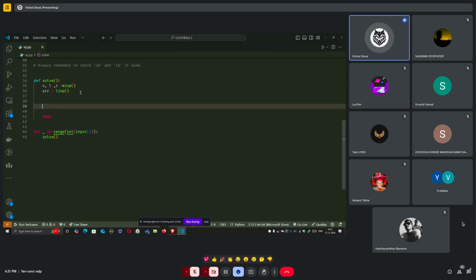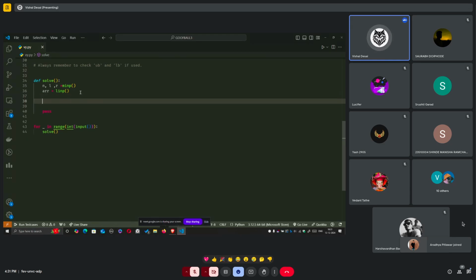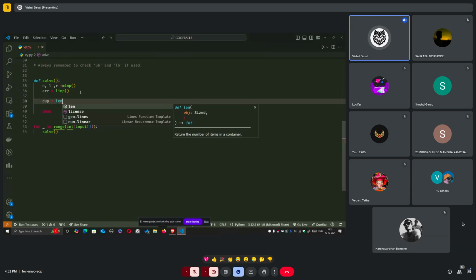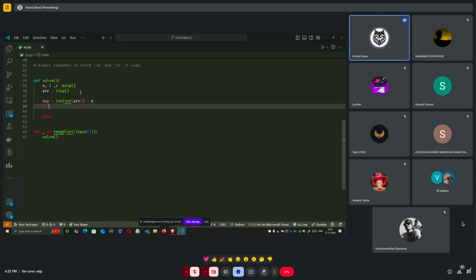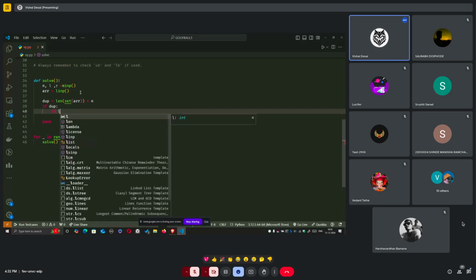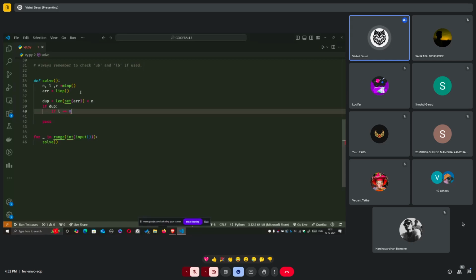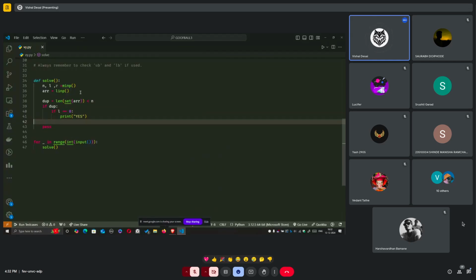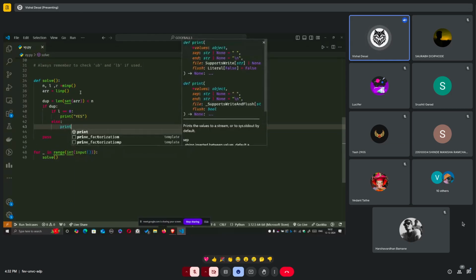So how will we determine if there are duplicate elements? Can anyone tell me our approach? Put inside a set and check for the size. Is it equal or not? Yeah, correct. So let's say duplicate is the length of set of array not equal to n. If duplicate, check if L is less than or equal to 0 and 0 is less than or equal to R, then print yes, else print no.